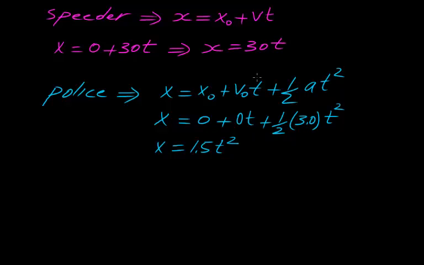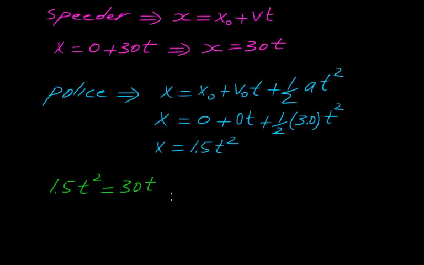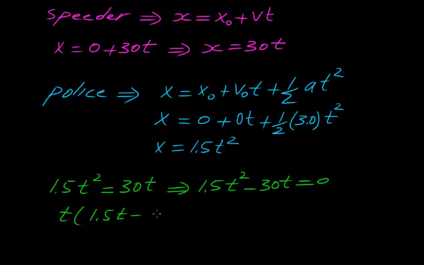To be able to solve for the time, all we need to do is to equate the two equations. 1.5 times t squared equals 30 times t. This equation can be solved mathematically by moving the 30t to the left-hand side. Therefore, 1.5 t squared minus 30t equals 0. Factorizing the time t, you obtain t times (1.5 t minus 30) equals 0.